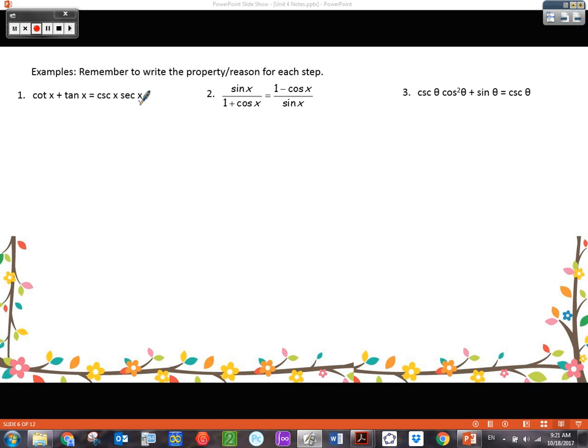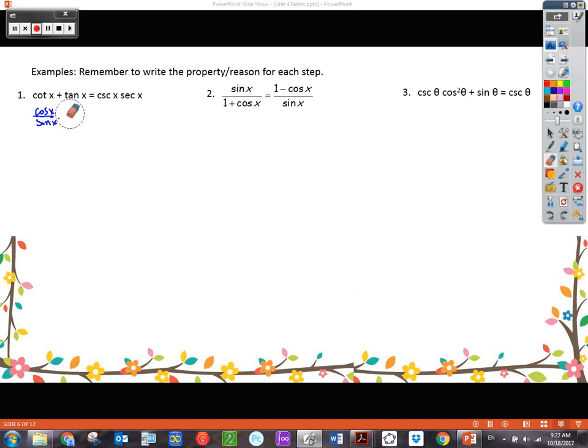And so the very first thing that I'm going to do is turn them into fractions. Instead of turning them into reciprocals, 1 over tangent, 1 over cotangent, that doesn't seem to help me where I'm going. I'm going to use a quotient property. I'm going to turn cotangent into cosine over sine, and I'm going to turn tangent into sine over cosine. Okay, let's try that again.